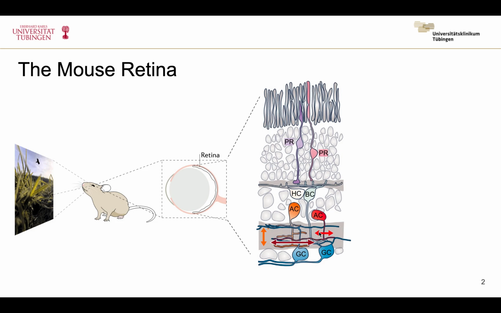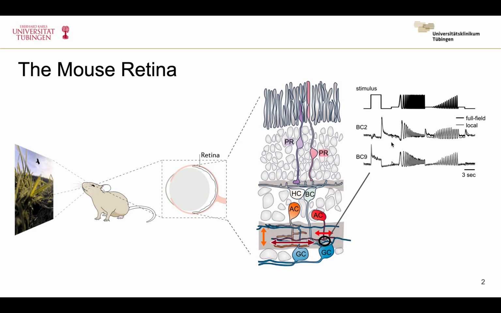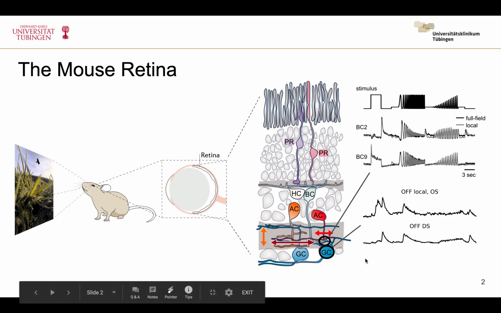In this work, we're using recordings of the bipolar cell outputs to this chirp stimulus, which is pretty standard in the retina literature. And here you're seeing two examples for two different types of bipolar cells. And we're also using recordings from the ganglion cells, again for two different types of ganglion cells.